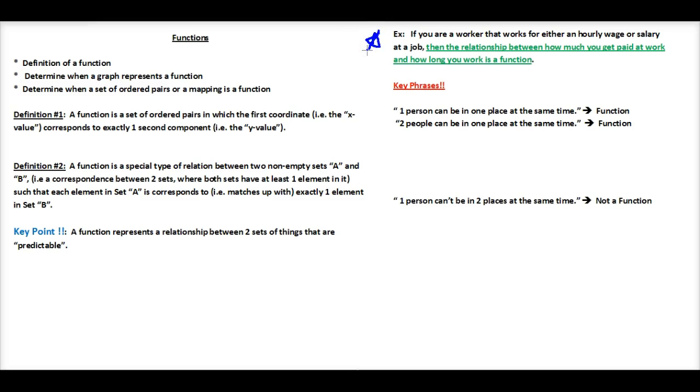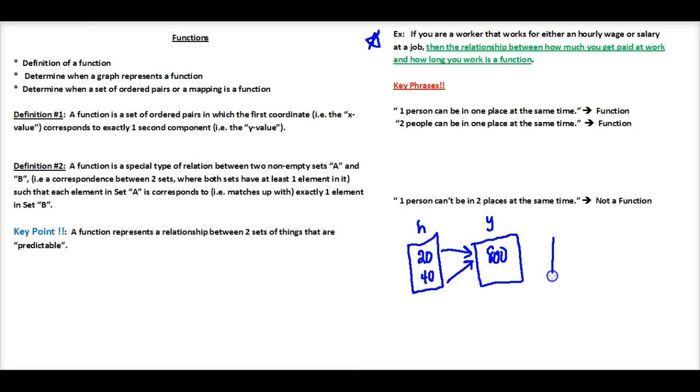If you're a worker that works for either an hourly wage or a salary job, then the relationship between how much you get paid and how long you work is a function. And so we can look at this in a couple ways. Let's say I do a mapping here where you work 20 hours a week or 40 hours a week, and this is the number of hours. And then let's say whether you work 20 or 40 hours a week, you get paid $800. So this situation here would be like a salaried type of position. It doesn't matter how little or how much you work, you still get paid the same amount of money. Okay? Now the thing is that it's predictable.